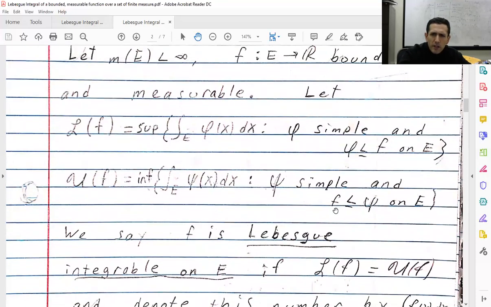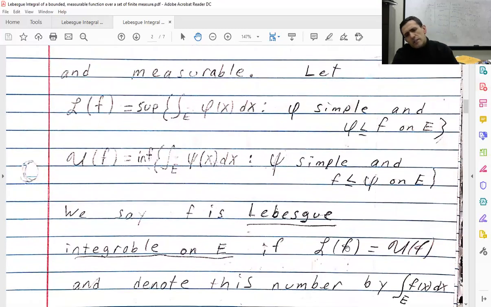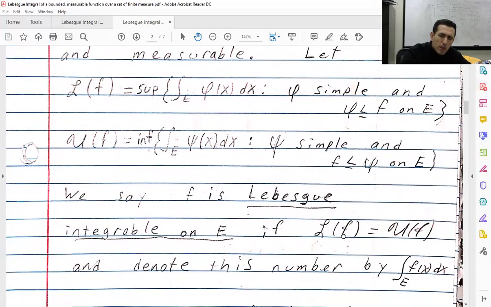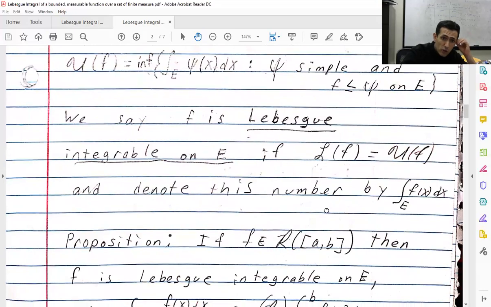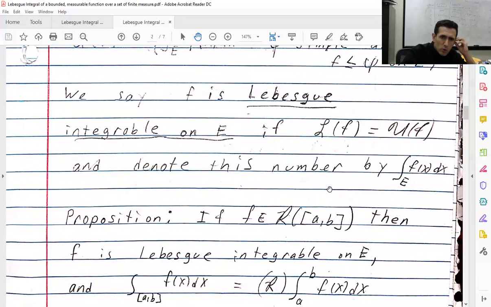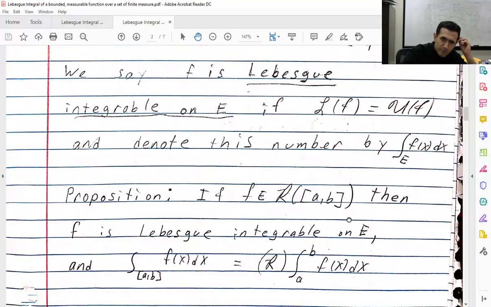All right. And it's a little messy here, but this is psi here. It kind of looks like phi, but this is psi here. Okay. So what this is saying is that to prove Lebesgue integrability, we need to prove that the lower Lebesgue integral is bigger or equal to the upper Lebesgue integral. Okay. So let's prove a proposition that Riemann integrable functions are Lebesgue integrable, and the two integrals coincide.